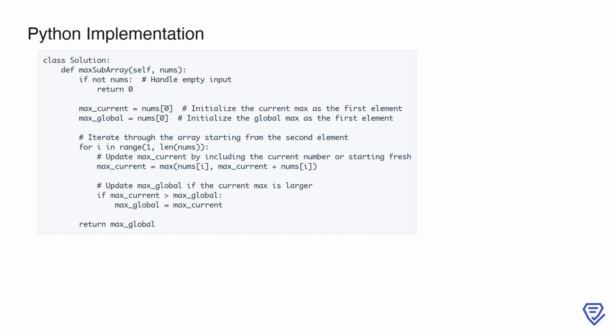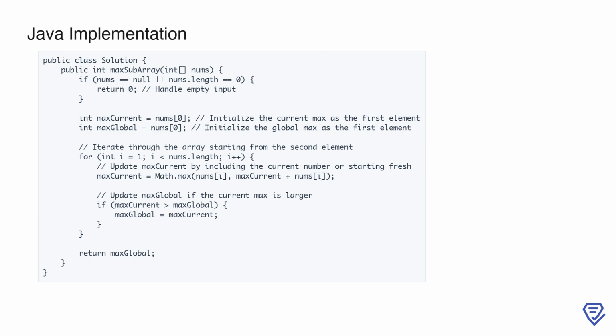large arrays. This is the Java implementation of the same logic as the provided Python code. The solution uses Kadane's algorithm to find the maximum subarray sum. Key differences include Java's requirement for type declarations and the use of Math.max for comparisons. The class structure is straightforward, with the main method for calculating the result encapsulated within the Solution class. This implementation handles edge cases such as empty input arrays.